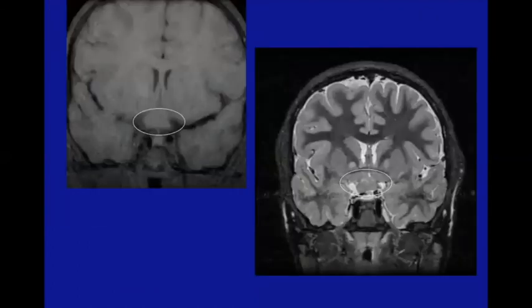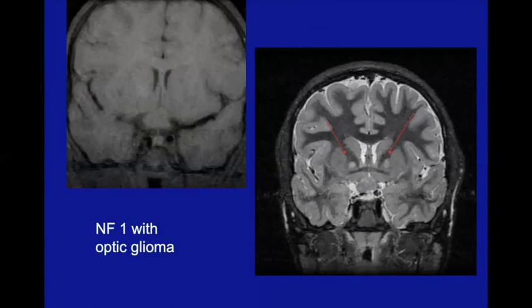Now here we have, again, you want to look around, check your history. Here we have a suprasellar mass, sort of follows the brain, doesn't look very bright on the T2 weighted scan. Notice these bright spots in the region of the globus pallidus in this relatively young patient, right? This is a patient with neurofibromatosis type 1 with an optic glioma.